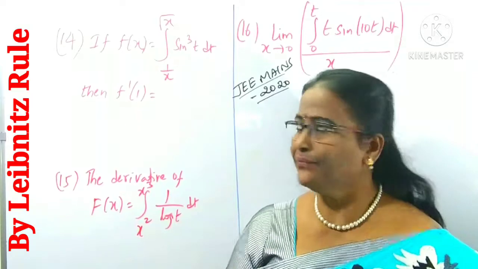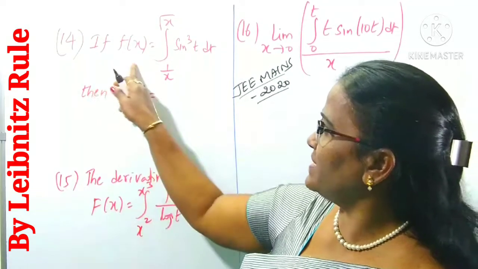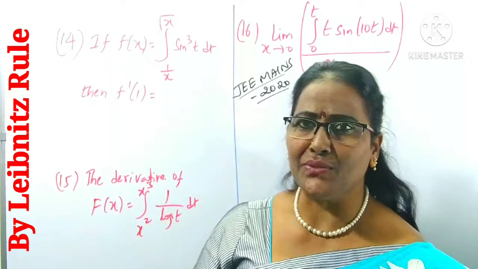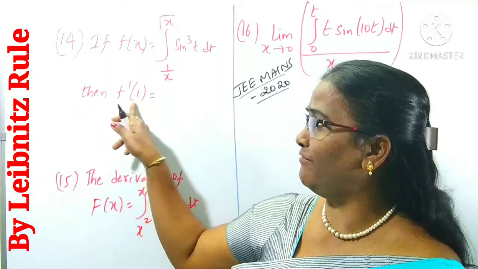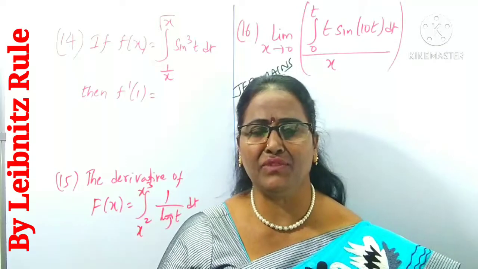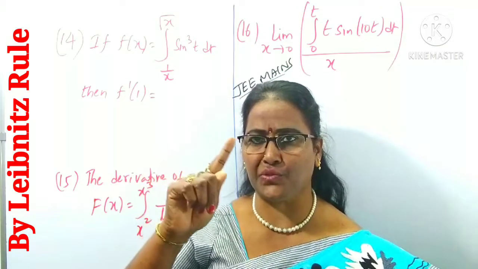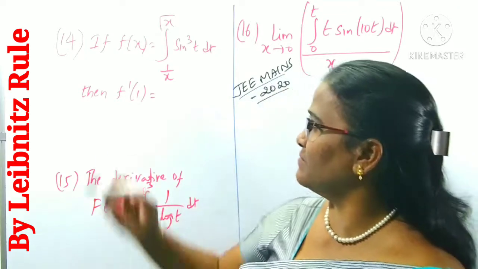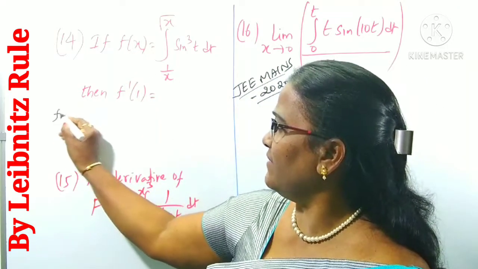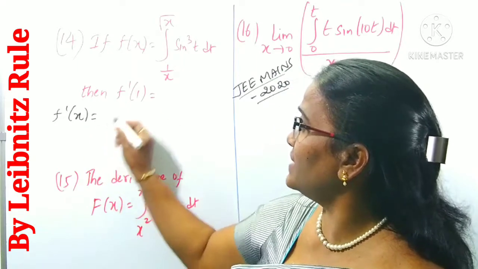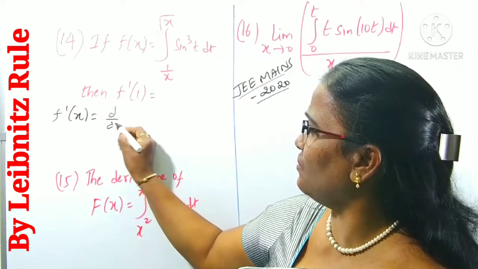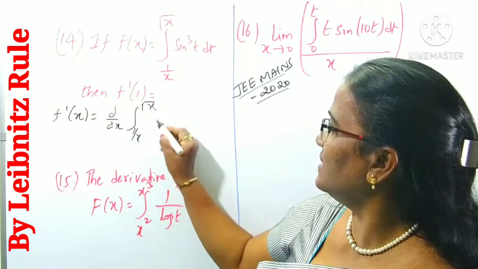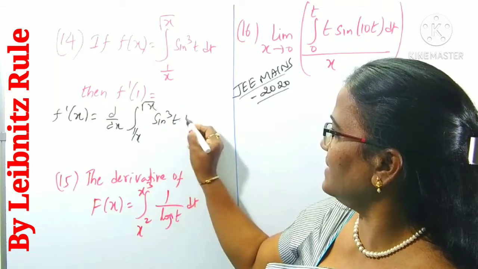Question number 14. If f of x is given as the integral of sine cube t between the limits 1 by x to root x, then what is asked? F dash 1. F dash 1 means the derivative of the function at x equal to 1. To find f dash 1, first we have to find f dash x, the derivative of this. F dash x means you can differentiate on both sides, that is d by dx of the integral from 1 by x to root x of sine cube t dt, right?